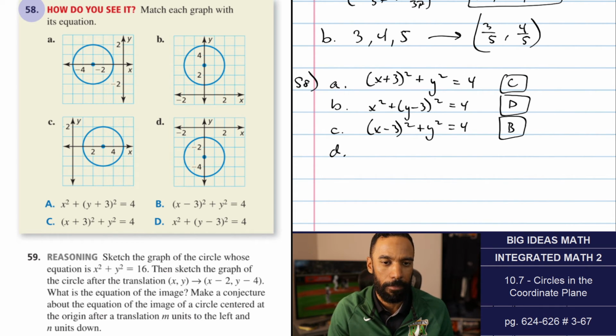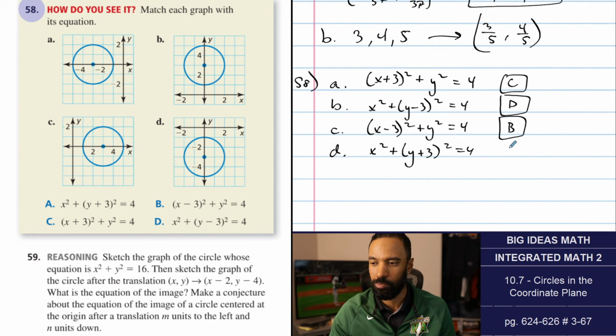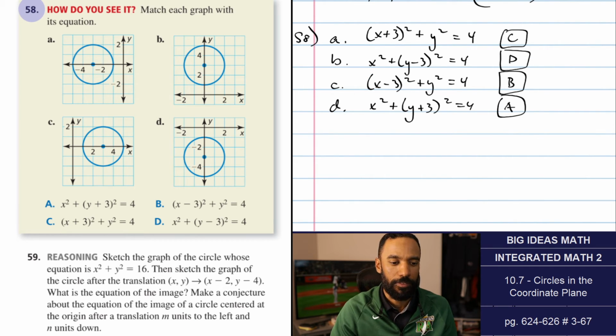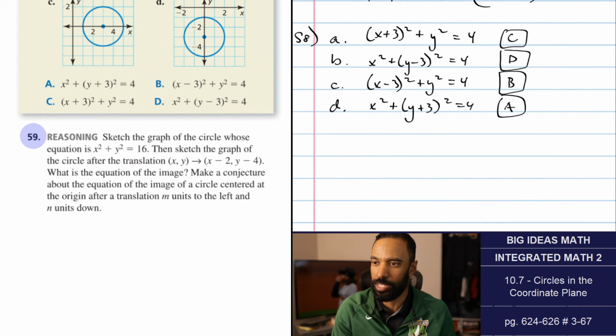Part D, this y minus 3. So, it's at 0, negative 3. You'll see a y plus 3 in the equation: x squared plus y plus 3 squared equals 4. That is A. CGBA. Number 59. Reasoning. Sketch the graph of a circle whose equation is x squared plus y squared equals 16.